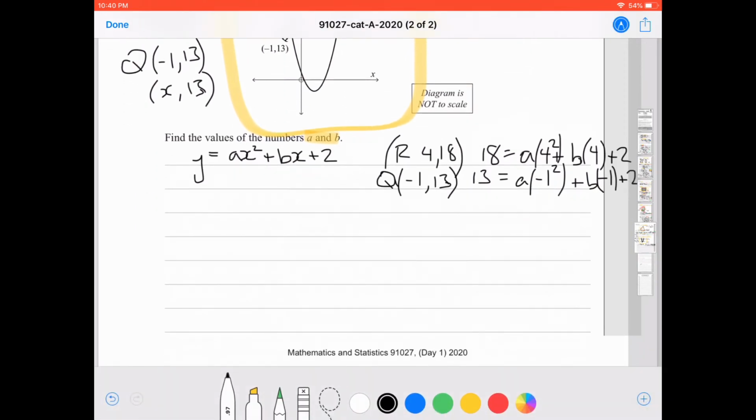We can tidy these equations up. Going back to the R equation, we can say 18 equals 16a, because 4 squared is 16, plus 4b plus 2. And for the Q equation, it's 13 equals negative 1 squared, which is just 1, so a minus b plus 2.